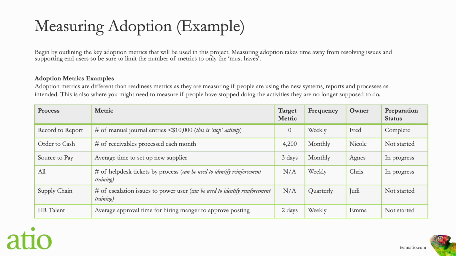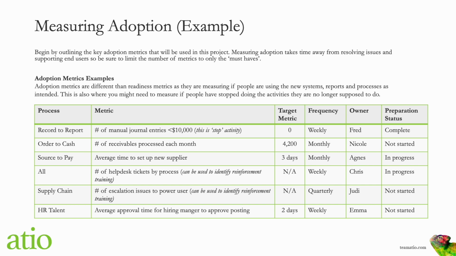And there's a couple on here about help desk tickets and escalations. Those ones, we're actually not going for a target metric. You can see that it's not applicable because we actually do want people to open tickets and to escalate issues. What we're using those adoption metrics for is to find themes to do reinforcement training.